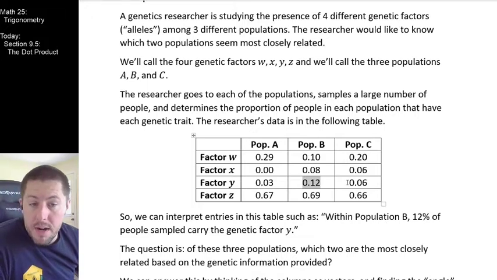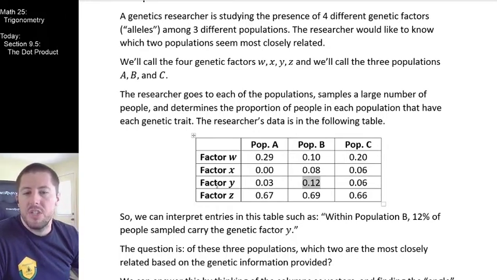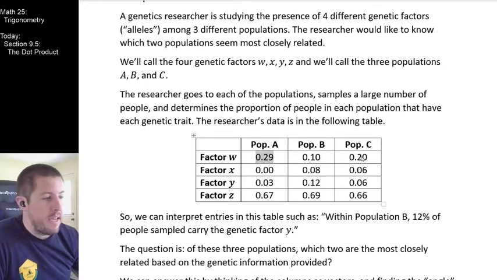So genetic factor Y was held by 12% of the people within population B. And that was double the proportion found within population C, and four times the proportion of people that had it in population A. So we can see clearly that whatever genetic factor Y is, it's held much more commonly among people in group B than in group A or group C. But you should notice that for other features, in population group B very few people have the W gene, and many more people in populations A and C have that W gene, right?